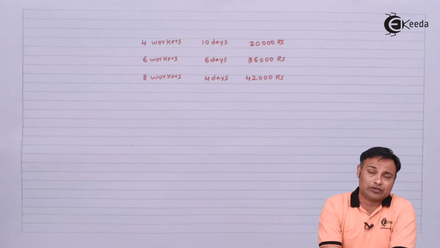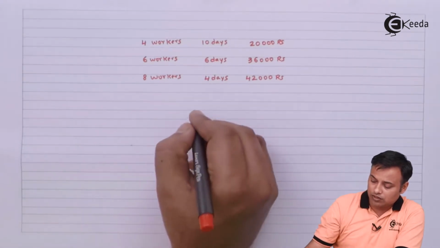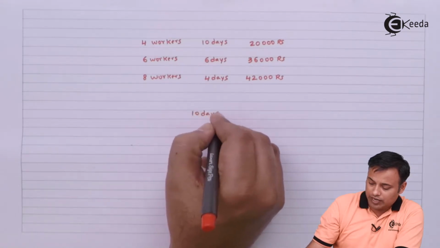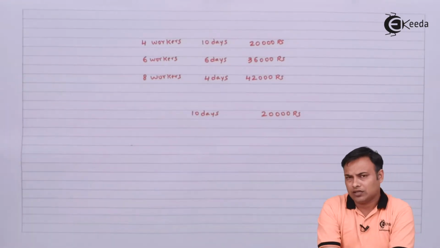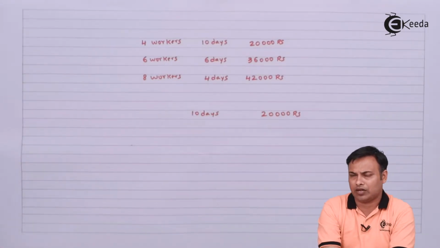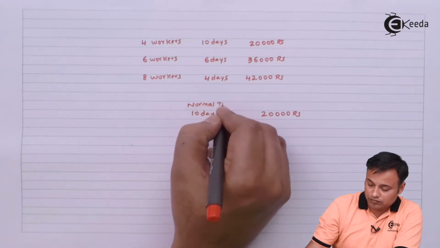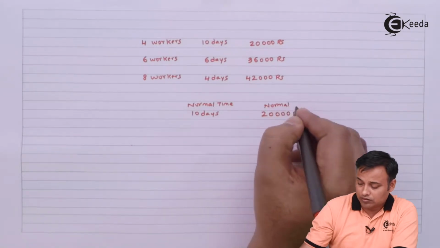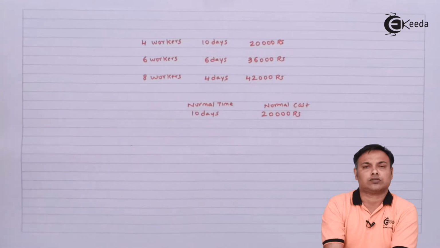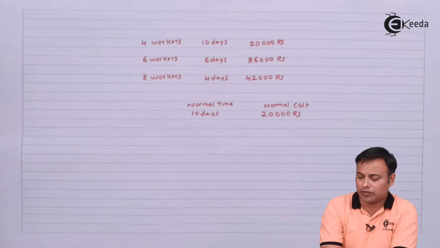So what was the actual time, or the original time, under normal circumstances? It was 10 days and my cost was 20,000 rupees. This was the normal quotation given by that particular laborer or labor contractor. This shall be called the normal time, and 20,000 shall be called the normal cost.